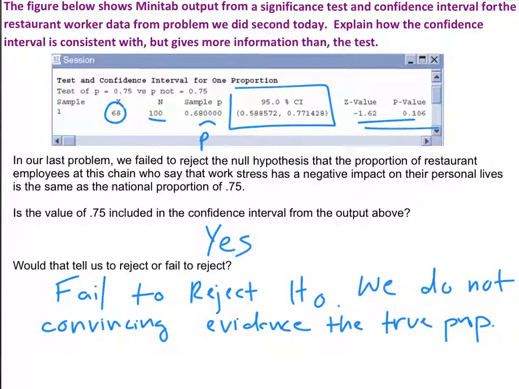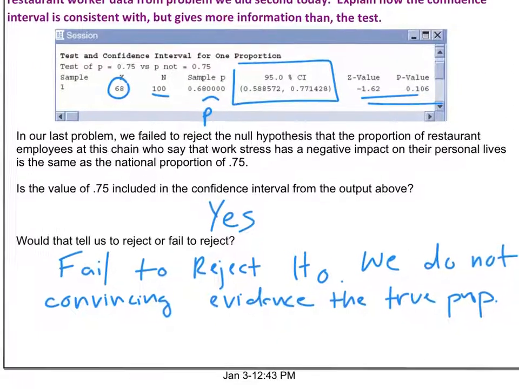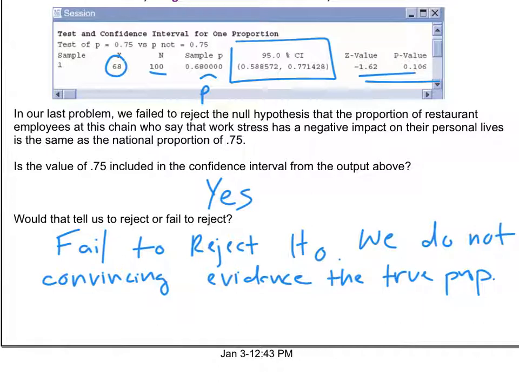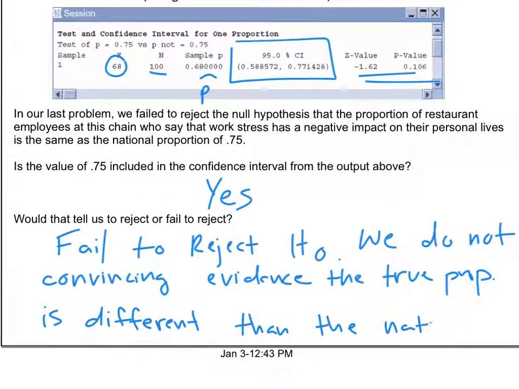When I say true proportion, I mean the proportion for our restaurant, right? That's where we took our data. But we don't have convincing evidence that the true proportion is different, which in other words is saying that we think P possibly could be 0.75.